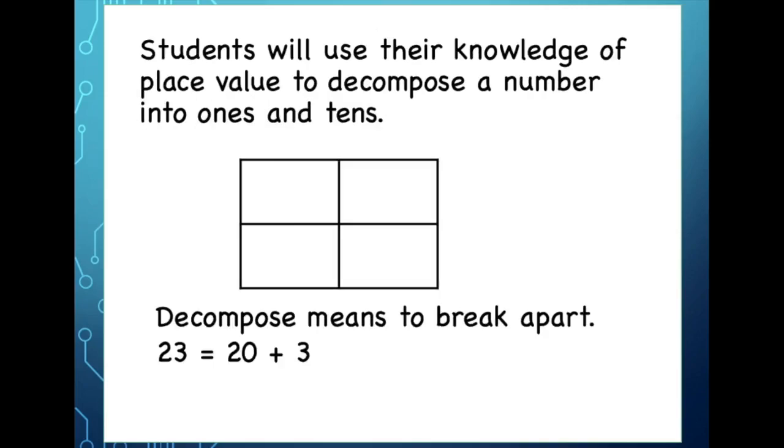Students will use their knowledge of place value to decompose a number into ones and tens. Remember that decompose means to break apart. For example, here I have the 23. Notice I wrote it in expanded form, 20 plus 3. So decomposing is the process of separating it. When it's written in this format, 20 plus 3, that is called expanded form.